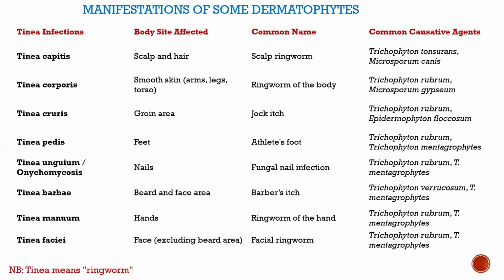For example, we have what we call the tinea capitis. Tinea capitis normally affects the scalp and/or the hair. The common name is the scalp ringworm. I'm going to be showing you a pictorial example of what I mean by this.